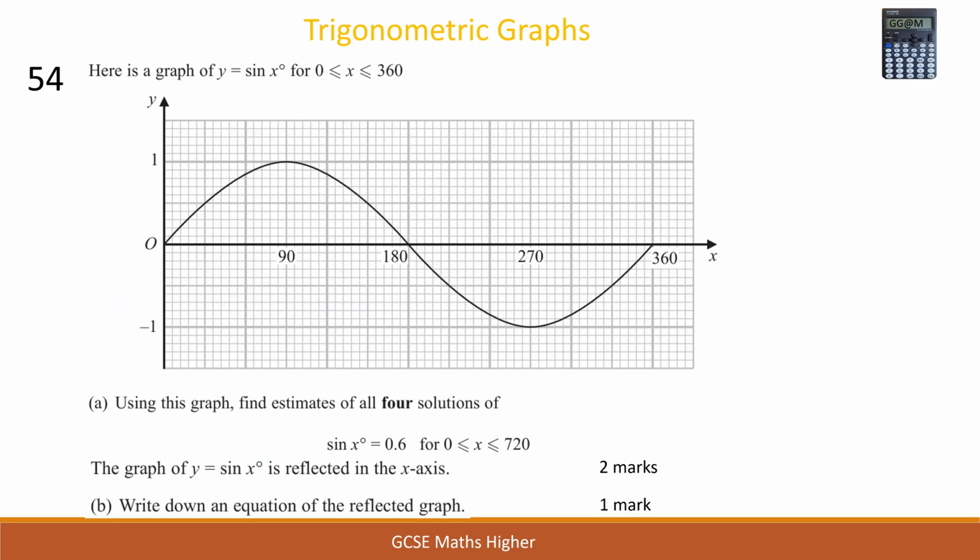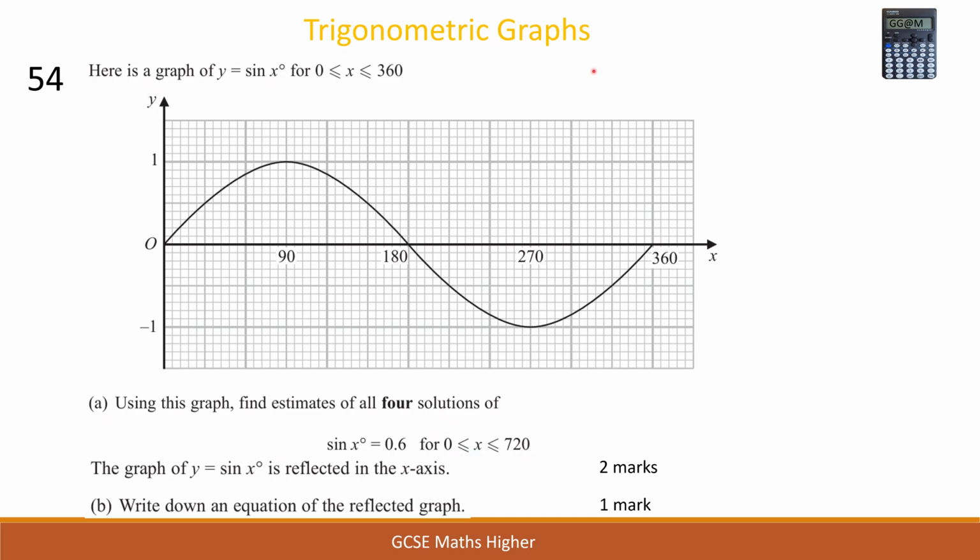Now you'll be expected to know all three of the trigonometric graphs, the sin x, the tan x and the cos x graph. And you can see they've drawn out the graph of y equals sin x for you here. But we're going between 0 and 360. Now the question wants to know the solutions between 0 and 720, so make sure you read the question really carefully.